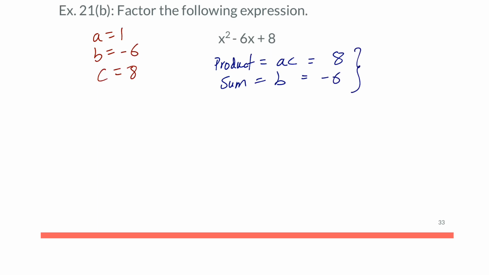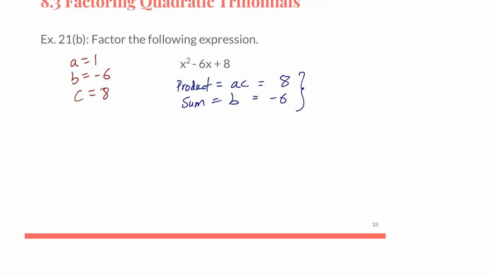Can everyone see which two numbers work here? Yes. Product is positive, but sum is negative. So negative 2 and negative 4. Always check. Negative 2 times negative 4, positive 8. And negative 2 minus 4, negative 6. It works. So this is good.